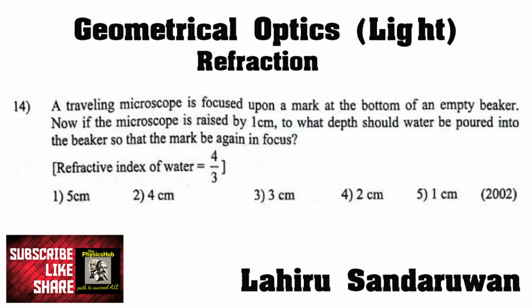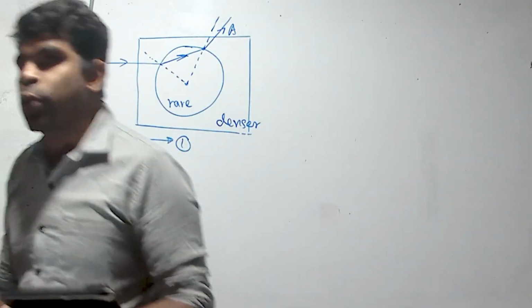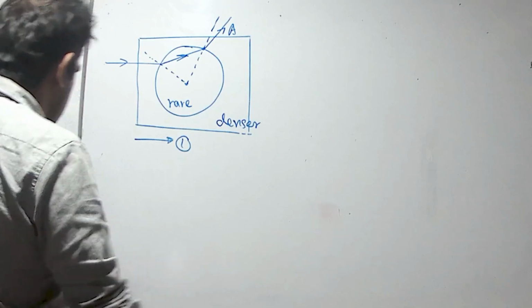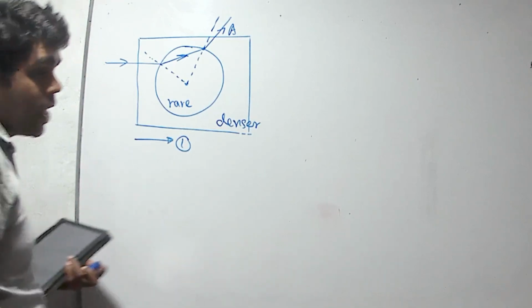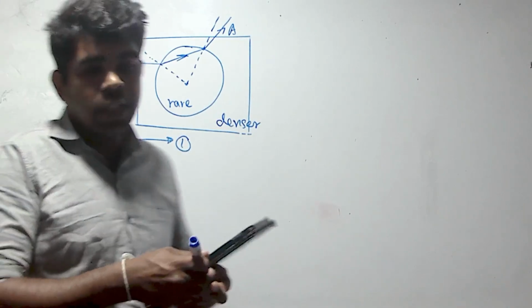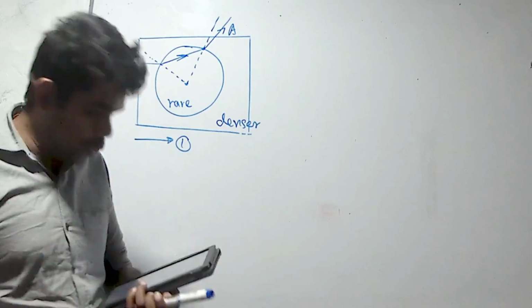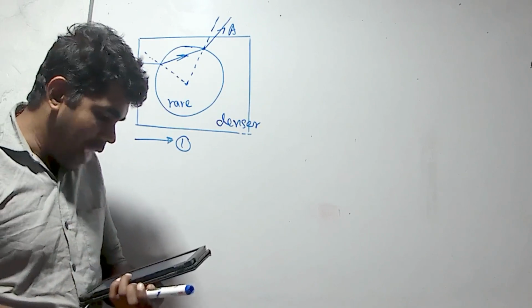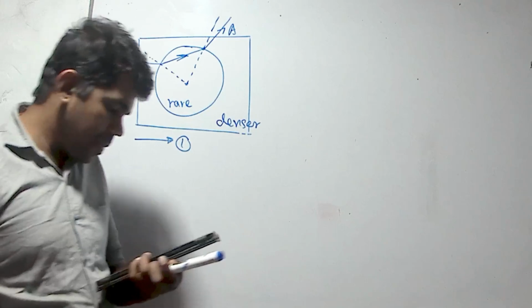Now the microscope is raised by 1 centimeter. To what depth should water be poured into the beaker so that the mark can be again in focus? We have to use the equation for the apparent displacement. Now the apparent displacement of the given mark due to the liquid layer should be 1 centimeter, because the traveling microscope has moved 1 centimeter in the upward direction.